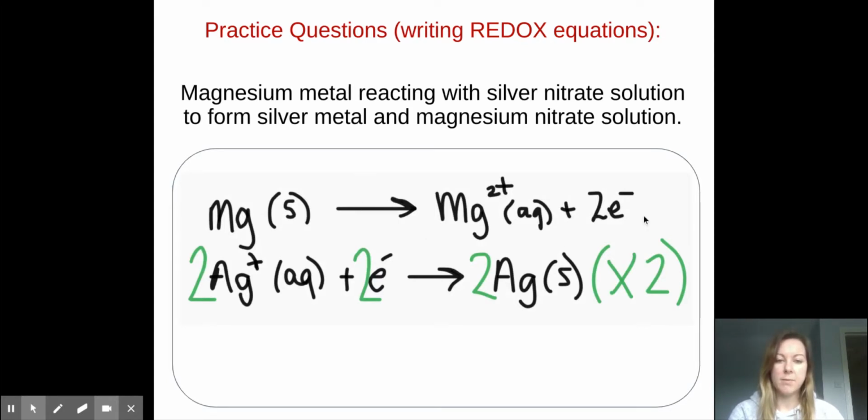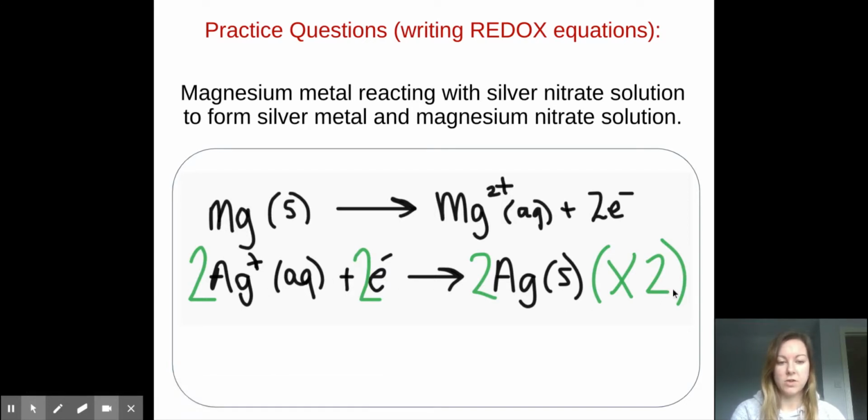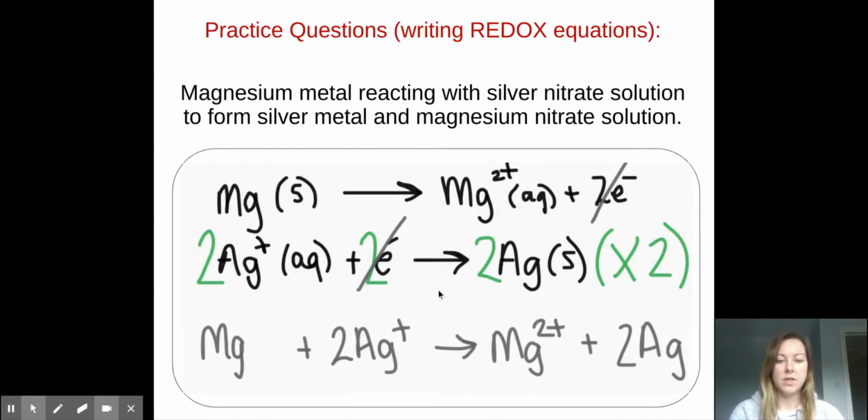As we can see in the magnesium equation, we have 2 electrons, and in the silver equation we only have 1. So to fix that, what we need to do is multiply our whole silver equation by 2, and that's what I've done here. The very last step of this then is to cancel out the electrons. Remember, you do not write electrons in a redox equation.